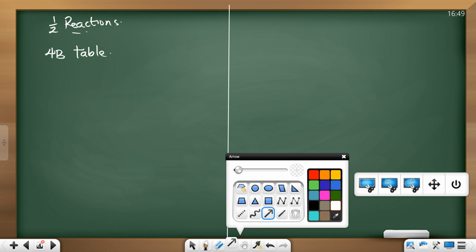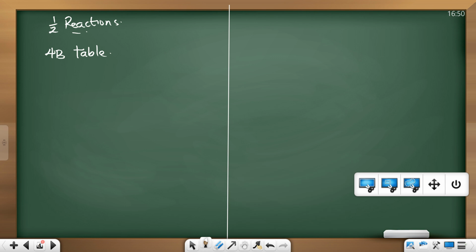Now, if you look at 4B, everything will always be in alphabetical order. How will your electrons move? Alphabetical order, A to C. So if I use 4B, the one I find on top will be my anode, and the one I find at the bottom will be the cathode. Always. Don't even stress.